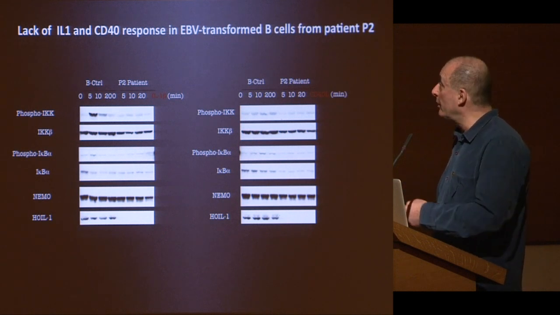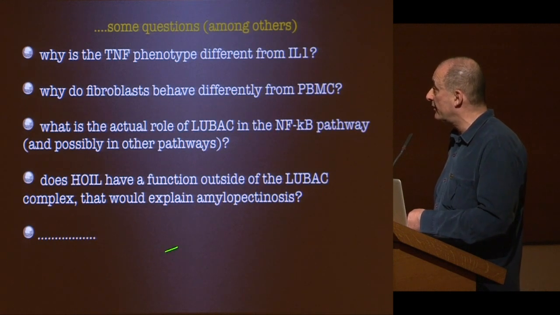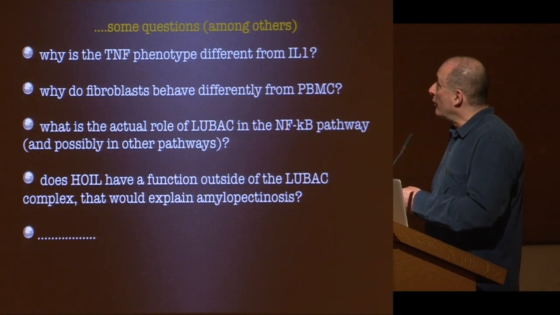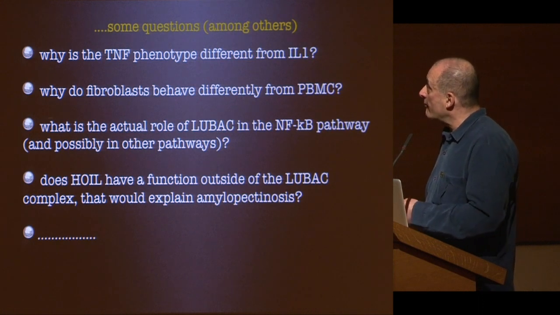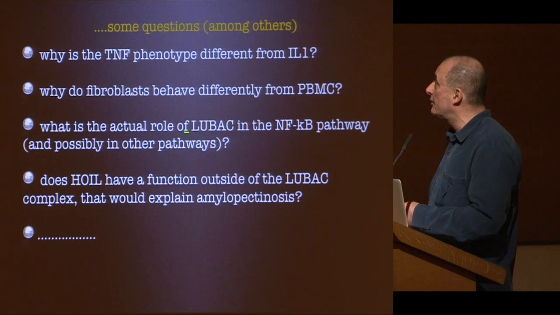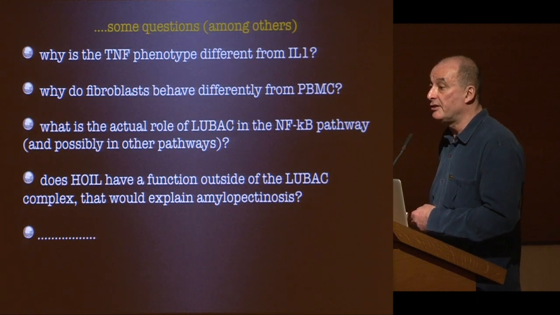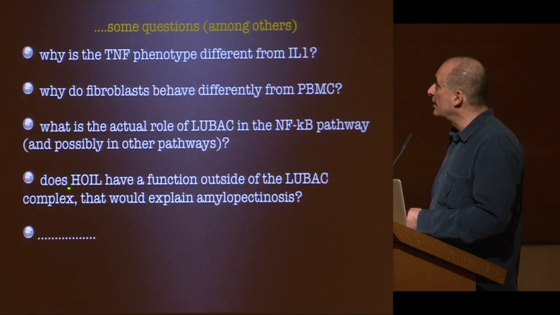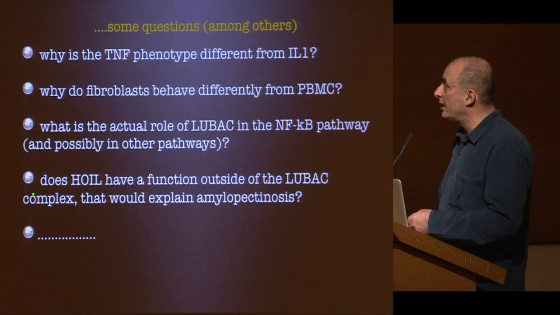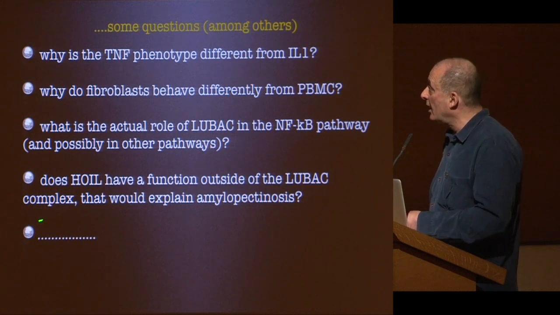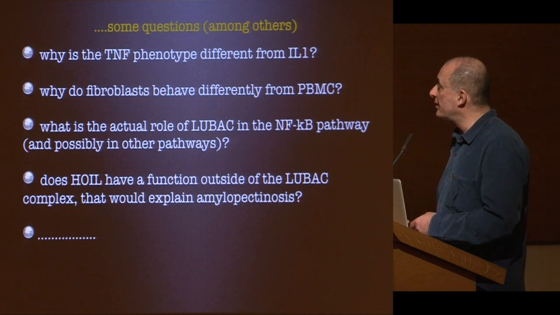So that raises, of course, a very large number of questions. I've listed some of them here, but I guess you can add many others at the bottom of the list. Why is the TNF phenotype different from IL-1? Why do fibroblasts behave differently from PBMC? What is the actual role of LUBAC in the NF-kappaB pathway? Because it's been postulated that it only plays a role in the NF-kappaB pathway, but it's by no means been absolutely confirmed. And last question, among others, does HOIL have a function outside of the LUBAC complex? We know that SHARPIN has a function outside of the LUBAC complex, so HOIL may very well have a function outside of the complex that would explain amylopectinosis.